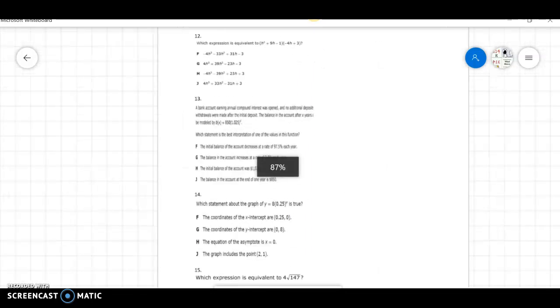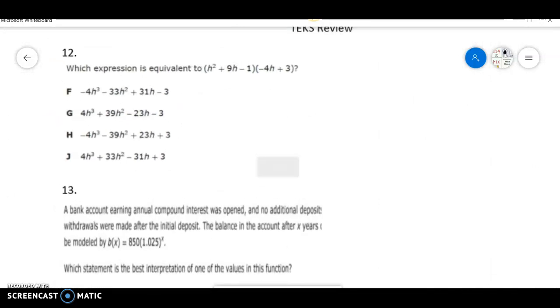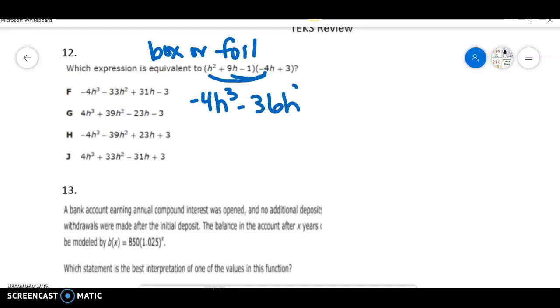When we look at this last page, this is multiplying a binomial by a trinomial. So we are simply going to distribute as we've done before. We just did this. You can use box or FOIL when you do this. So I'm going to go this way. Negative 4h to the third minus 36h squared plus 4h, and then I'm going to use this one.